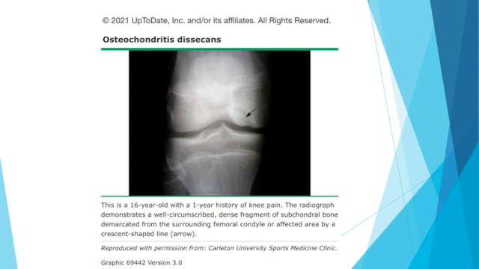This photo is an x-ray of osteochondritis dissecans in a 16-year-old with a 1-year history of knee pain. There is a crescent-shaped area right below that arrow that shows where that lesion is.